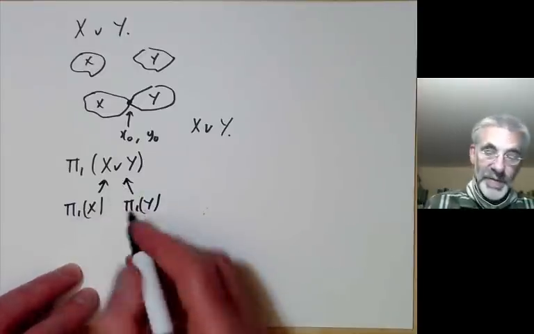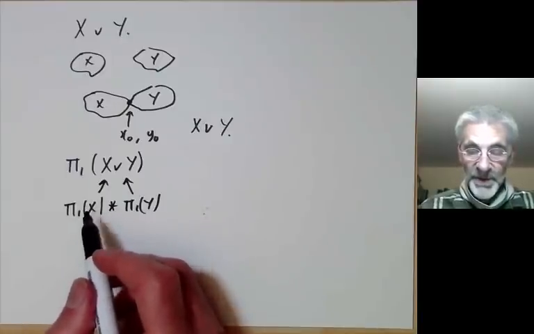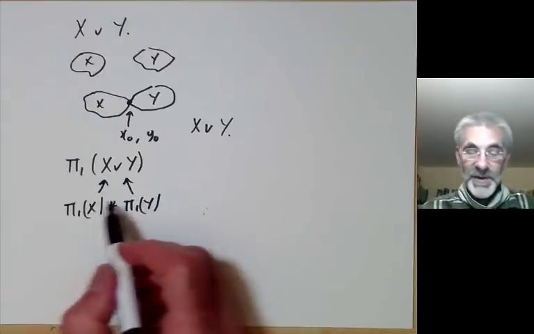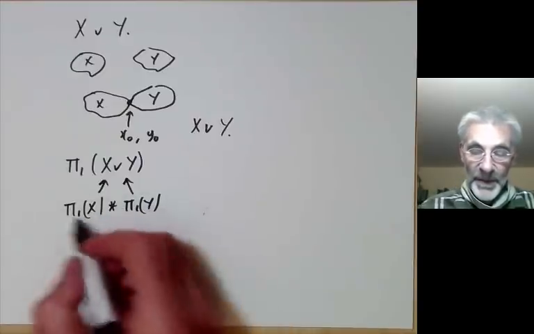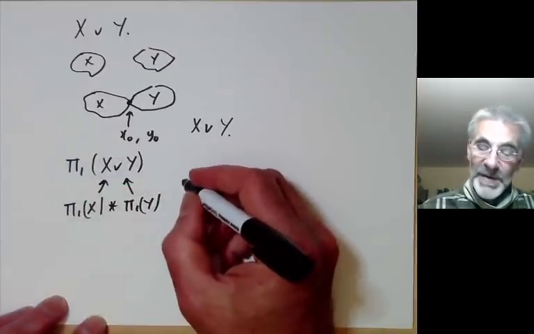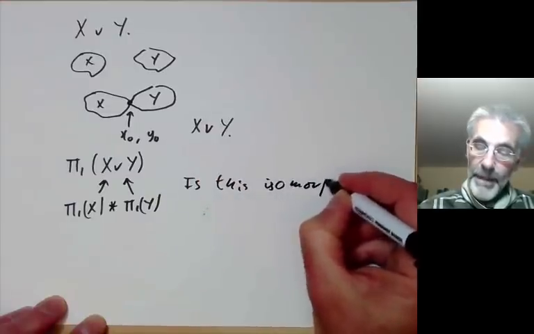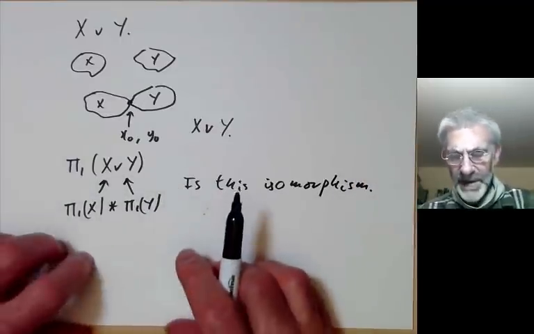And if you've got two groups, there's something called the amalgamated product of these two groups, or free product of these two groups, where you just take the universal group generated by these two groups. So there's a natural map from this free product to the fundamental group, and the obvious question to ask is, is this an isomorphism? And it really ought to be an isomorphism. Unfortunately, it sometimes isn't. And there's a sort of weird counterexample to this given as follows.